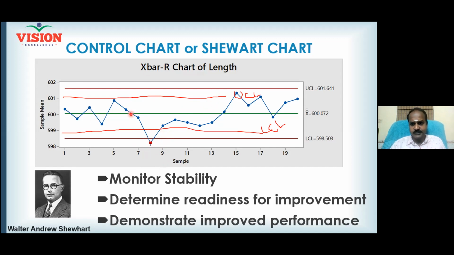So control chart is a tool introduced by this gentleman, Walter Andrew Shewhart in 1920, right? And you can use the tool called control chart to monitor the stability of a process. You can use the control chart to determine the readiness for improvement, whether the process is ready for the next level of improvement or not. How do you know? Only if it is stable. And then you can use the control chart to demonstrate an improved performance. So these are the uses of control chart.